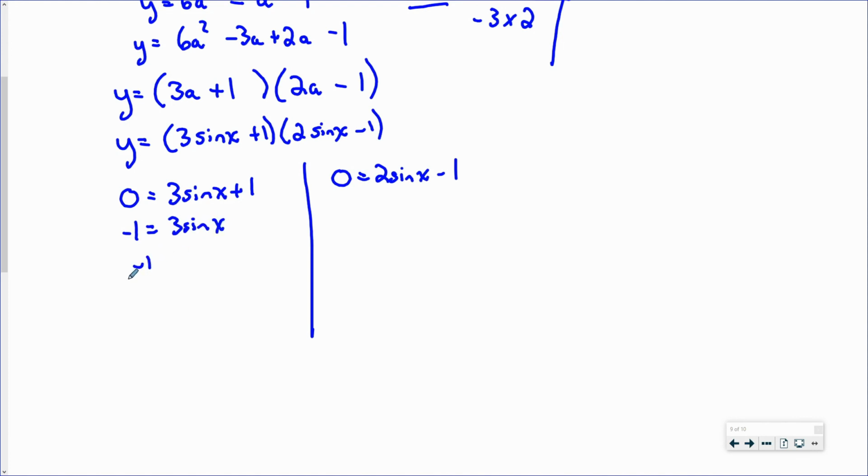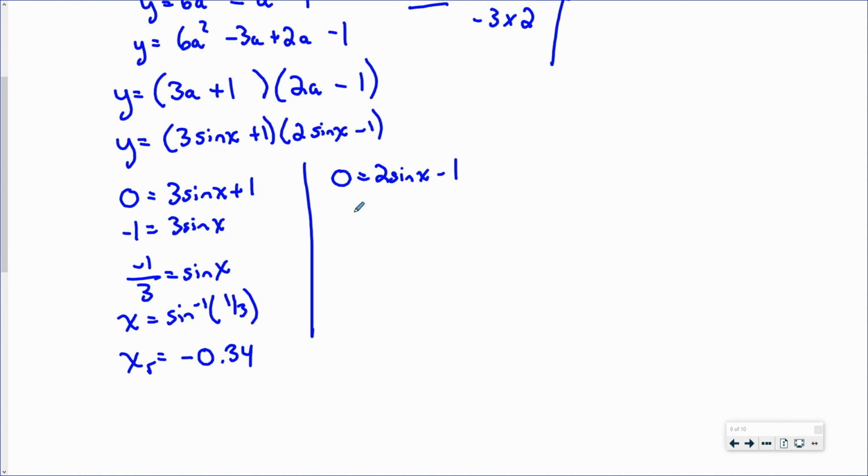Divide both sides by 3. Now this is obviously a non-exact value. We don't memorize that one. So you're going to go inverse sine of a third to get your reference angle. Now notice I plugged in positive a third even though it's negative because the reference angle is always in quadrant 1. Now if you're in radians, you should get that.